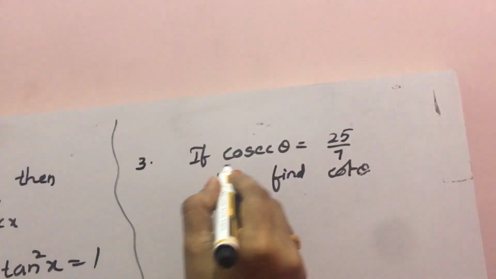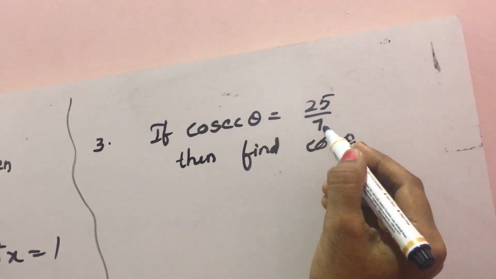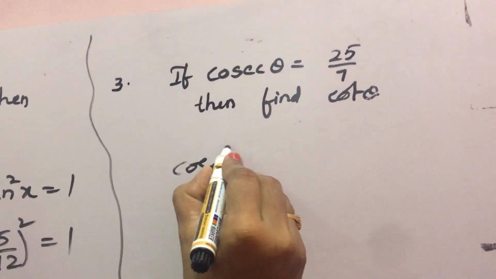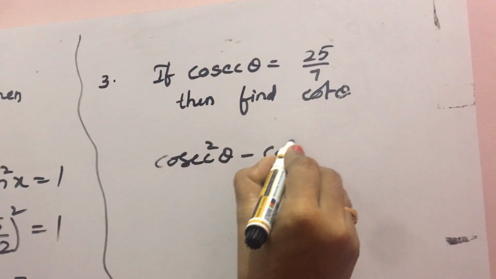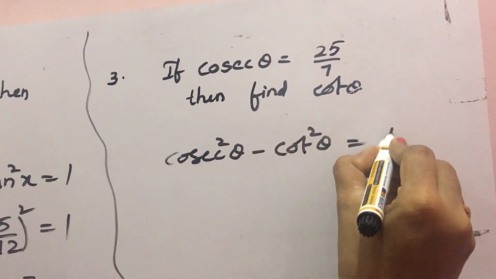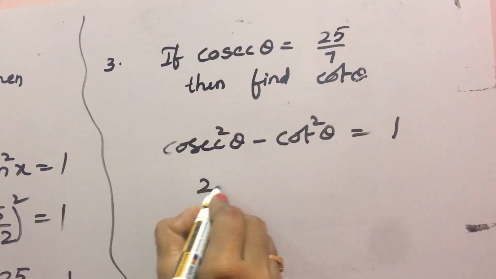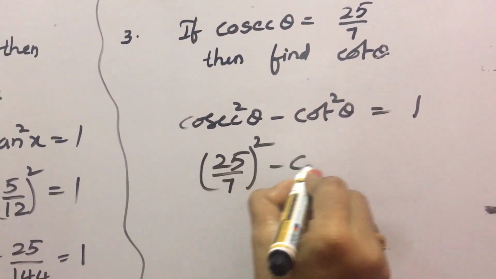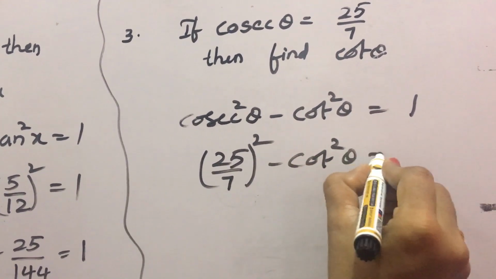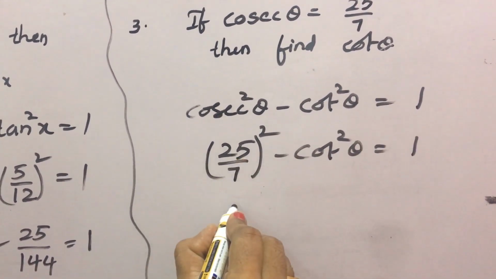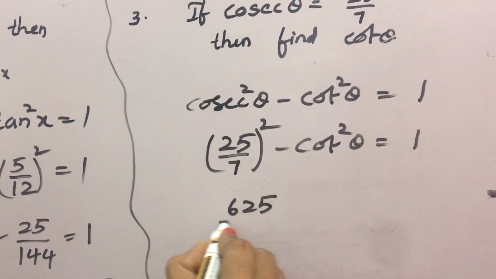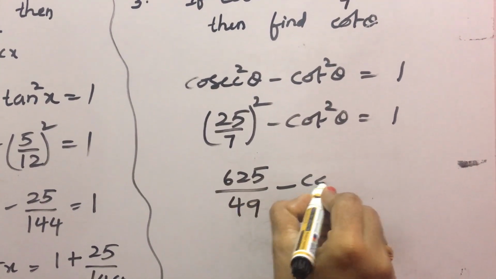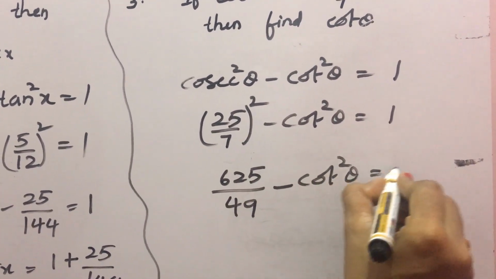See the third problem. What is given? If cosec theta is equal to 25 by 7, then find cot theta. What is the third trigonometrical identity? Cosec square theta minus cot square theta is equal to 1. What is given? Cosec theta is equal to 25 by 7 is given. Here whole square is there, that's why we are doing square. Minus cot square theta is equal to 1. 25 square is equal to, we know, 25 into 25 is 625. 7 square is equal to, we know, 49. Minus cot square theta is equal to 1.